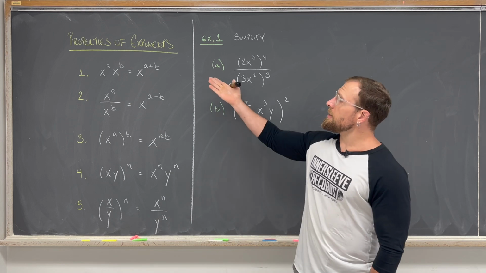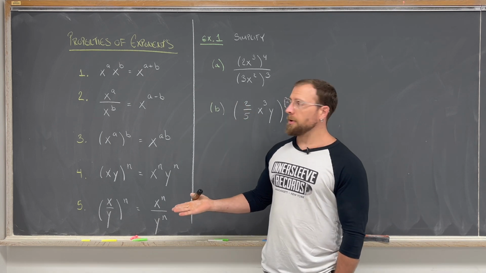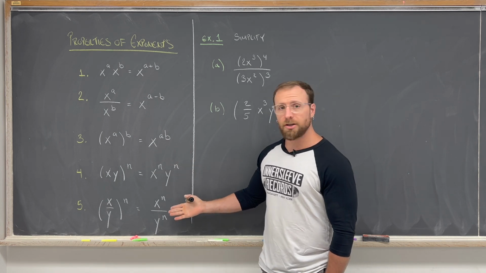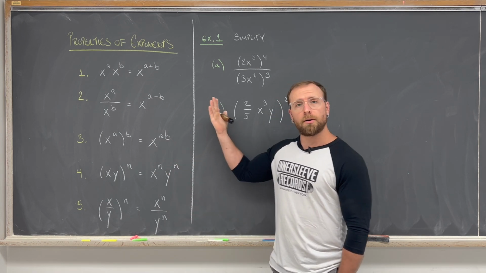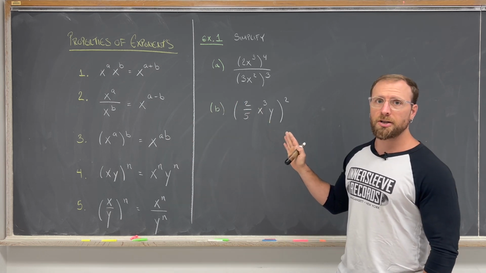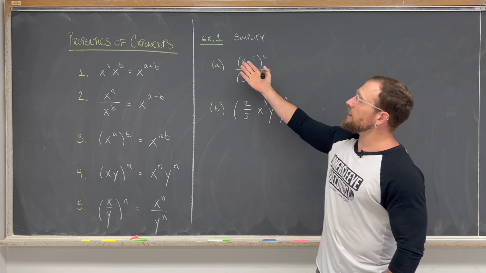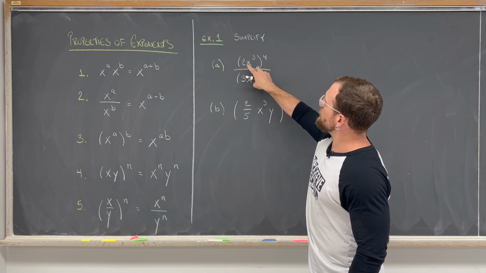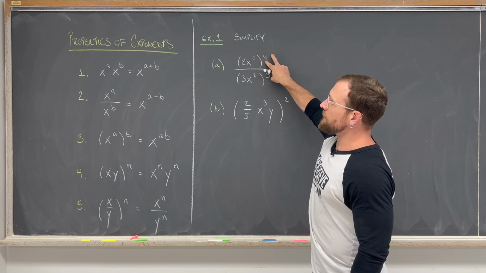Okay. So here are the first 5 properties of exponents. You've probably seen these before. I'm not going to talk about them much right now. What I'm going to do is walk you through some problems and show how I use these properties to simplify these expressions that have exponents. Taking a look at example 1a, I've got a fraction. In the numerator, I've got 2x cubed, all being raised to the 4th power.